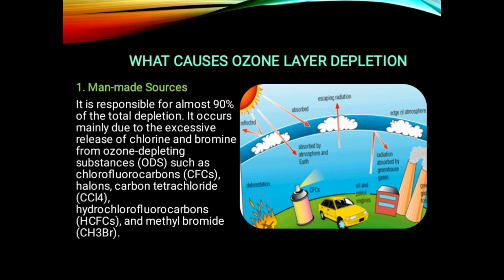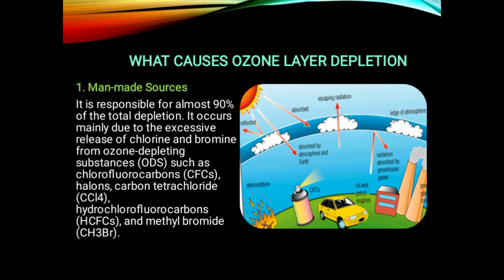So what are the causes of ozone layer depletion? We have the man-made sources, we have the natural sources. There are natural sources of ozone depleting substances and there are man-made sources. So beginning with the man-made sources. The man-made sources of ozone layer depleting substances are responsible for almost 90% of total depletion.